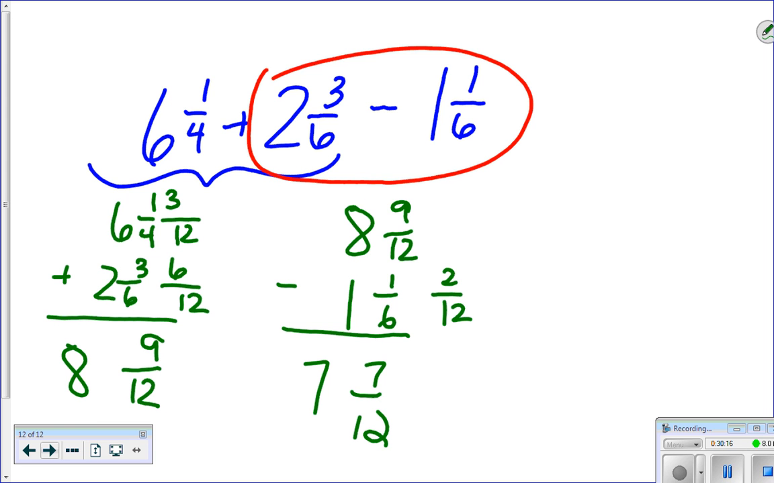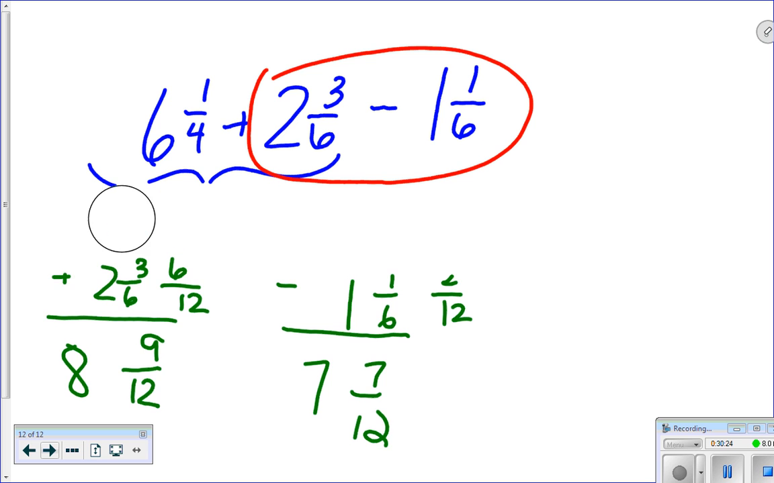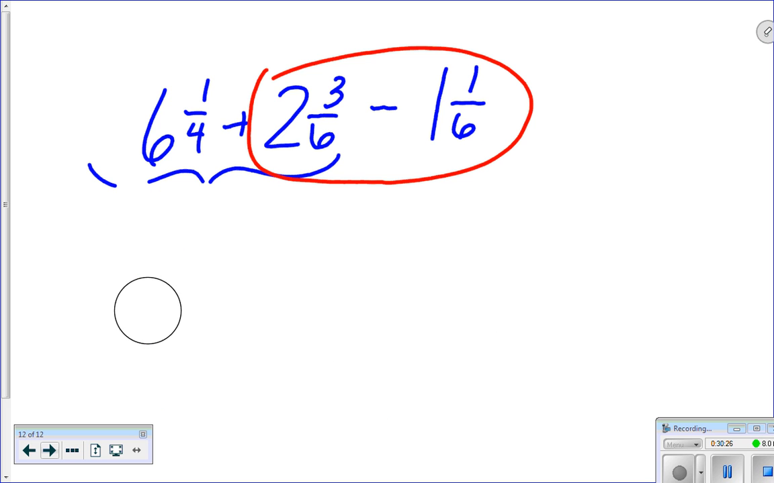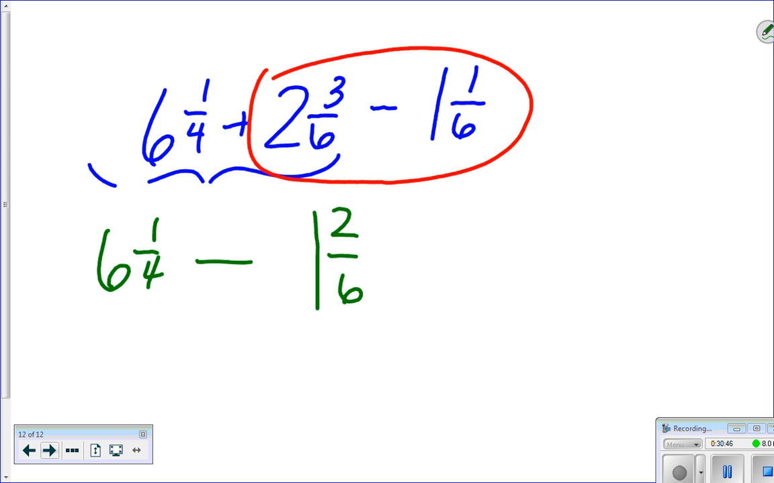You want me to do it if you go left to right? Or do you want me to do it if you did these two first? You want me to do that? So I already know I'm going to subtract these two first, because Cadence noticed right away that they have the same denominator. She was going to get that out of the way. So she did that. She got 1 and 2/6ths, right? And then you had to do 6 and 1/4 minus 1 and 2/6ths. Some of you added, so be careful.